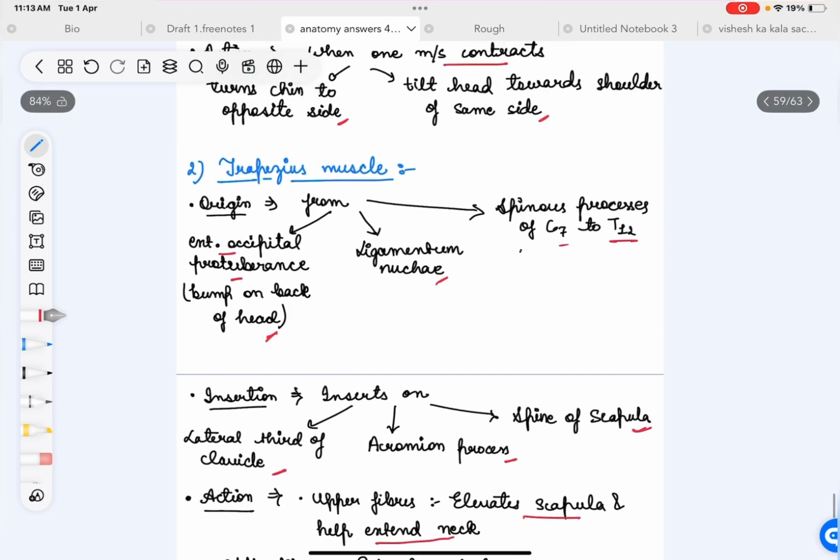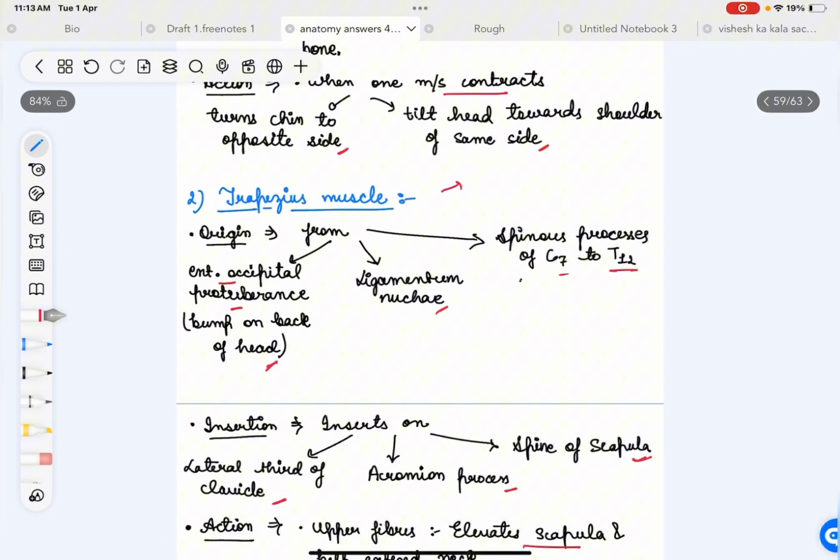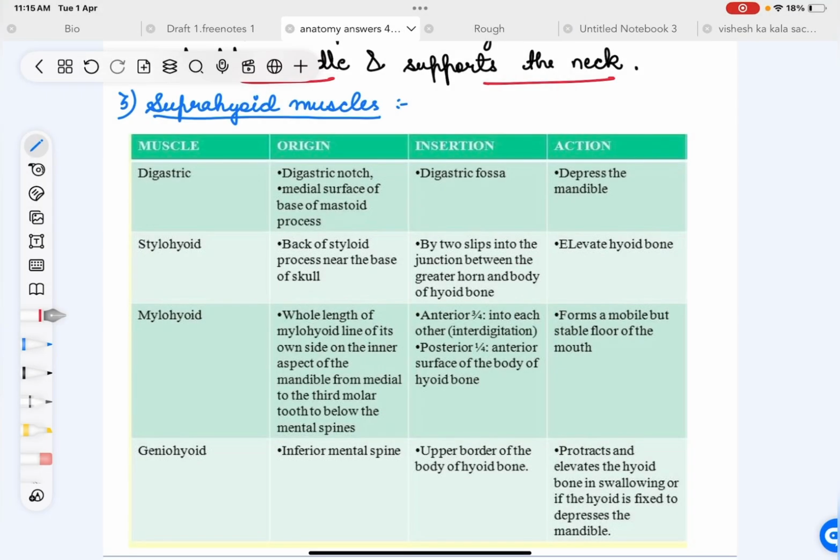If we talk about the blood supply of trapezius muscle, it is supplied by the transverse cervical artery plus the dorsal scapular artery and occipital arteries. The third muscles are the suprahyoid group. It includes four muscles: digastric, stylohyoid, mylohyoid, and geniohyoid. So first, digastric. Its origin is from the digastric notch from the medial surface of base of mastoid process. Its insertion is on the digastric fossa and action, it depresses the mandible.